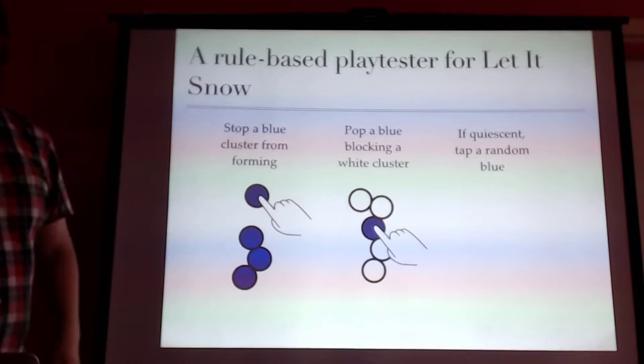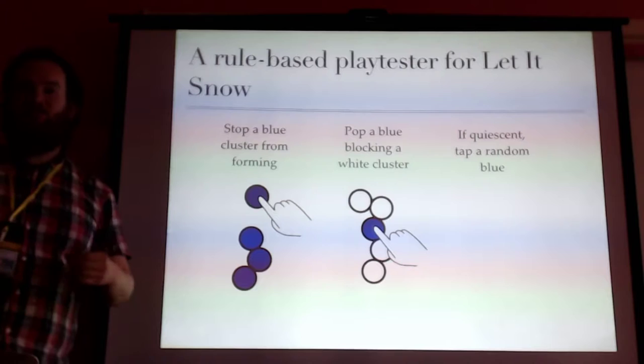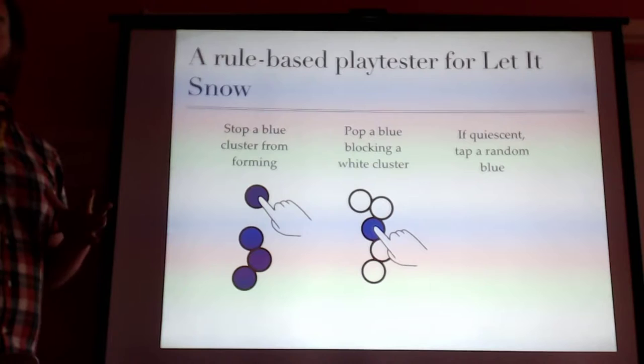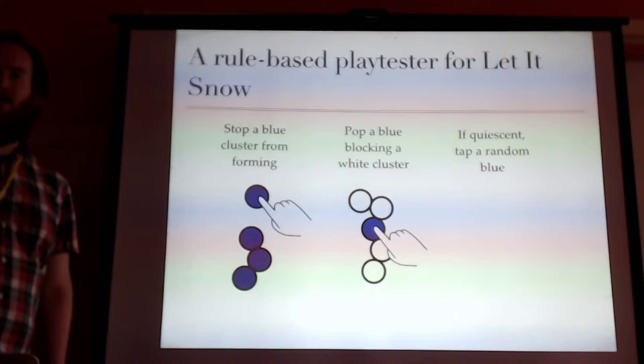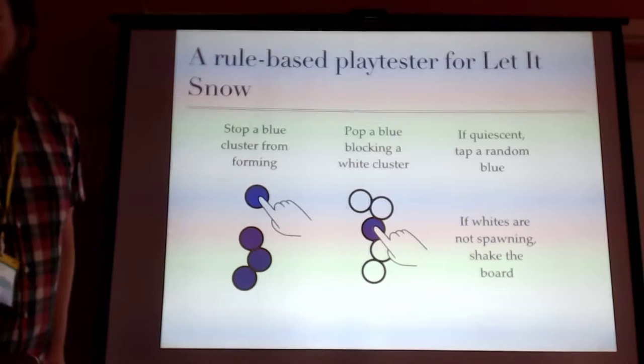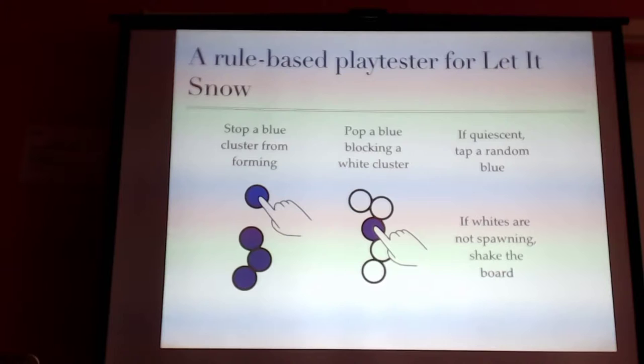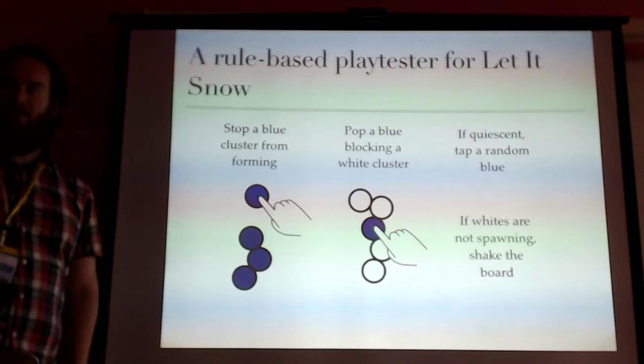So if the game has reached one of these stages where nothing's happening, then we tap a blue at random, and it's actually not completely at random. We have some rules that say, I think, tap a blue that isn't in a large cluster and that's touching the most whites possible, or something like that. And if you get really stuck, so no whites have been able to spawn for ages, you haven't been able to get a single white cluster for the past 10 seconds or something, then you do that little shaking maneuver to try and unstick things, because you've clearly got into quite a bad stalemate in that position.